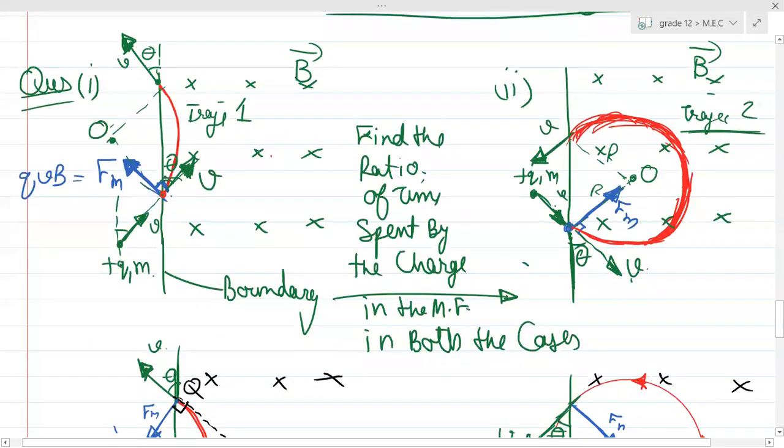So basically, this was the first case where I sent it with the angle theta with the boundary like this, and in the next case, I sent it like theta. In both cases, the magnitude of the force was the same, but can you see the direction was different? The center of the circular trajectory was forming outside the magnetic field, and in this case, it was forming inside. Although it doesn't matter, because of that, the length of the trajectory inside the magnetic field changed. So this is trajectory 1 and this is trajectory 2, right?